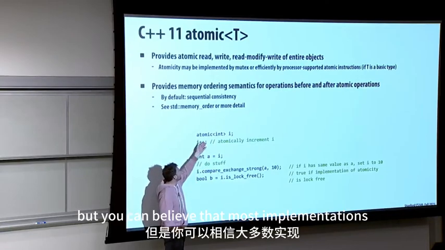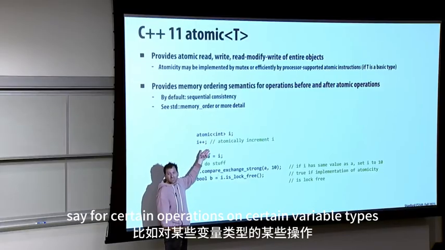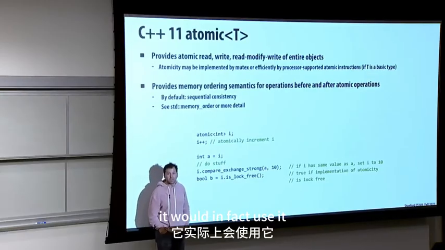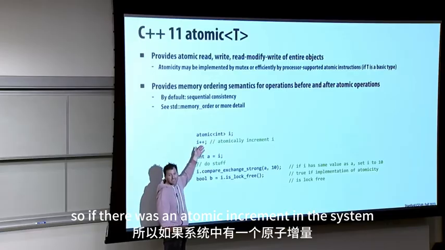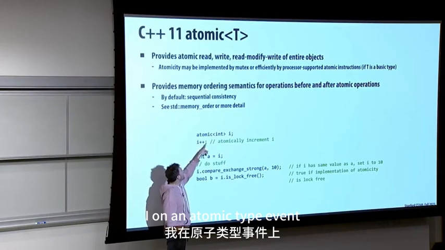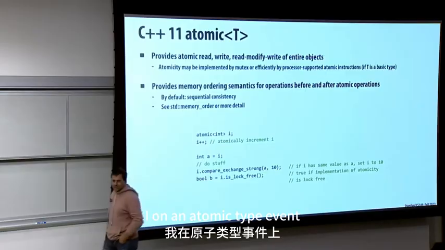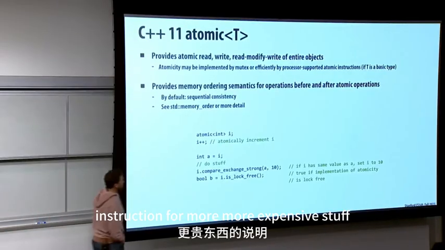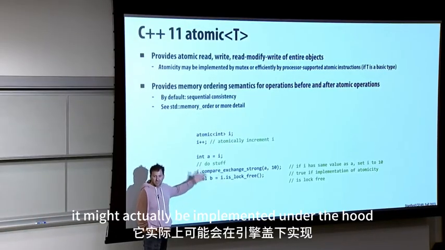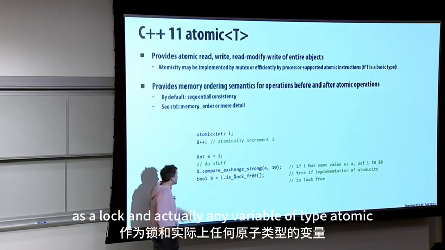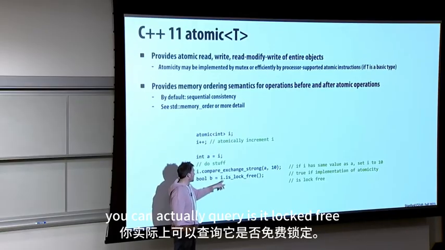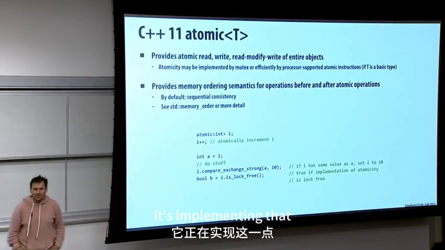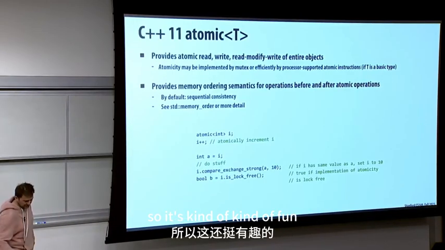But you can believe that most implementations, for certain operations on certain variable types, if there was an efficient hardware solution, would in fact use it. So if there was an atomic increment in the system, i++ on an atomic type would actually translate into an atomic increment instruction. For more expensive operations, it might actually be implemented under the hood as a lock. And for any variable of type atomic, you can query whether it is lock free, and it'll tell you a little bit about how it's implementing that atomic operation. So it's kind of fun.